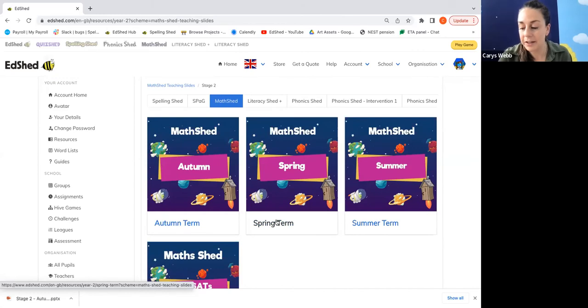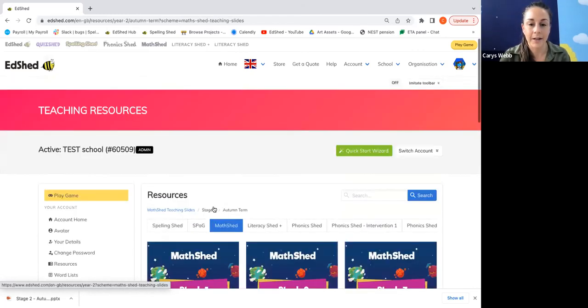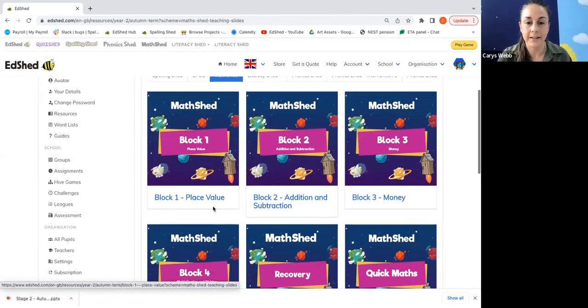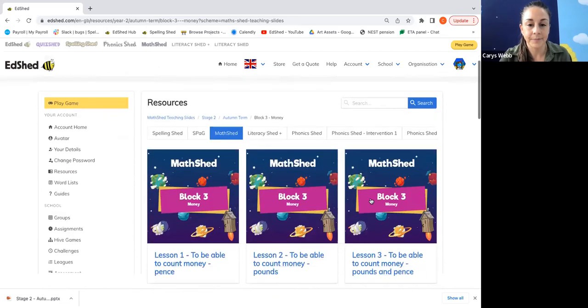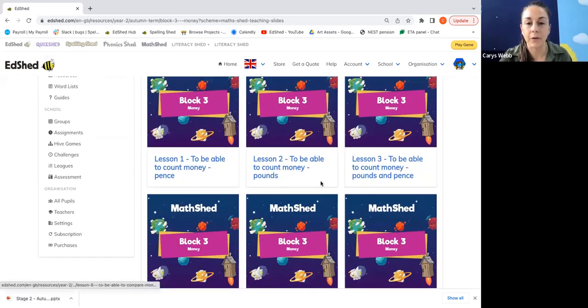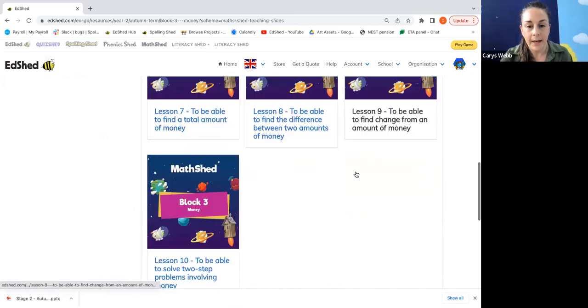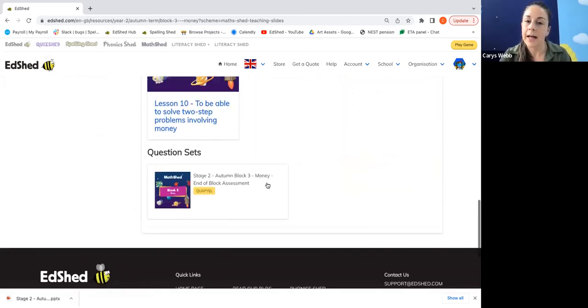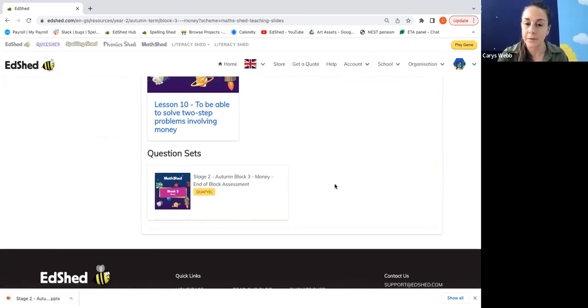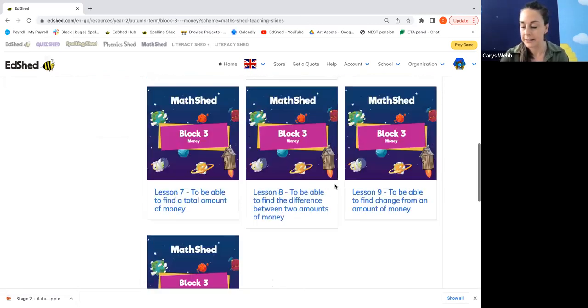So if we have a look at a specific lesson, when you click into a term, you then get the blocks. If we click on block 3, we can see we've got the different lessons here. We also have at the bottom our end of block assessment, which you can either print out or set for pupils to complete on their logins.